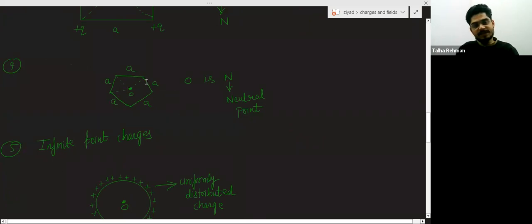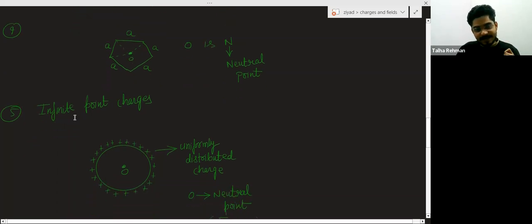If this is a hexagon, or a pentagon, at the center of a regular pentagon, okay, regular means all sides of this pentagon are the same, you will get the neutral point.